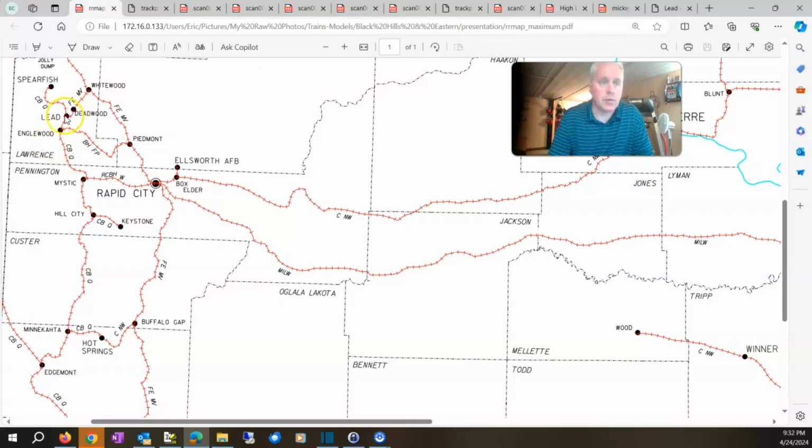And of course, we get up to Lead and Deadwood, South Dakota, and that's essentially the big thrust of what we're modeling, or will be modeling, on the top deck of the Black Hills and Eastern Railroad. So there you have it. There's the namesake of our railroad.